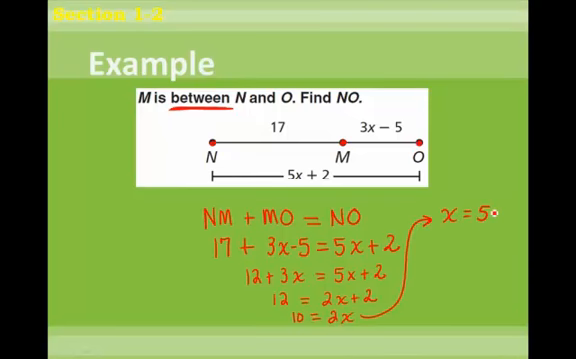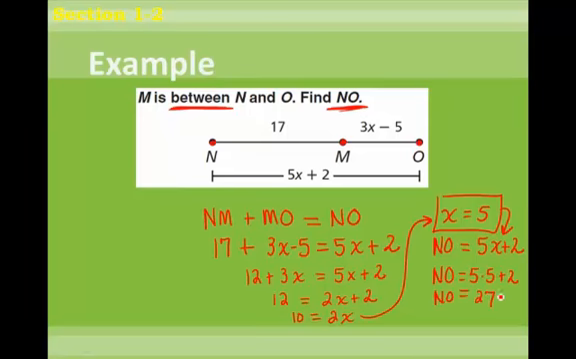and that leads us to x is equal to 5. But make sure that you answer the question. It says find the length of segment NO. We found the value of x. That is not the answer to the question. What we would have to do is substitute that back in. The length of NO is represented by the expression 5x plus 2. So if we take this value of 5 and plug it back in, we get NO equals 5 times 5 plus 2. And the length of segment NO is 27. So we have finally answered the question. And that question involved the segment addition postulate.